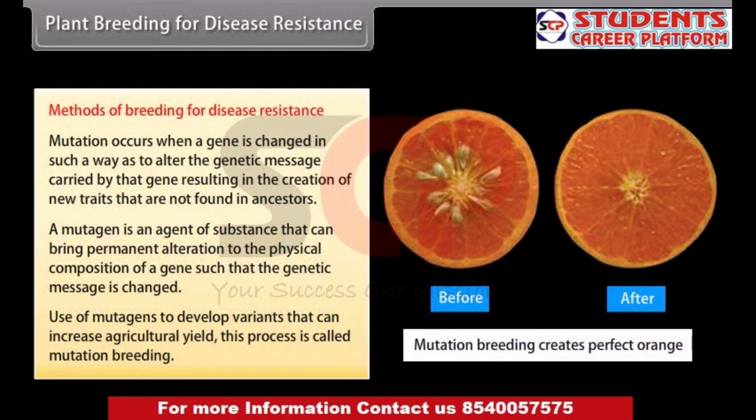Use of mutagens to develop variants that can increase agricultural yield. This process is called mutation breeding.